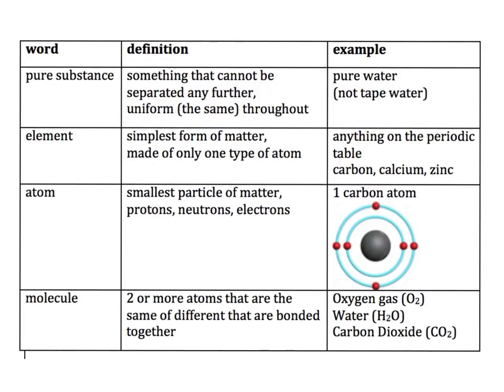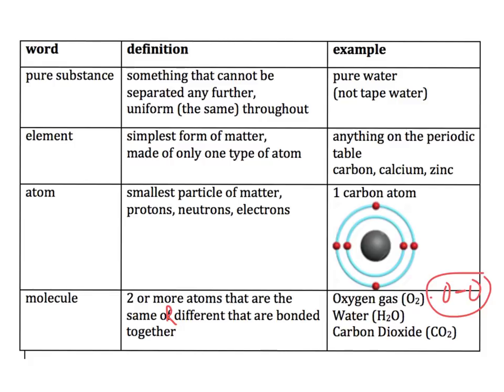The last word is molecule. This is when there are 2 or more atoms that are either the same or different that are bonded together. For example, if they are the same, that would be oxygen. It's 2 oxygens that are bonded together. This is a molecule.